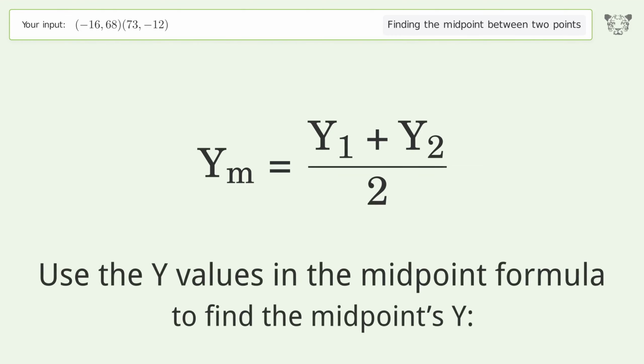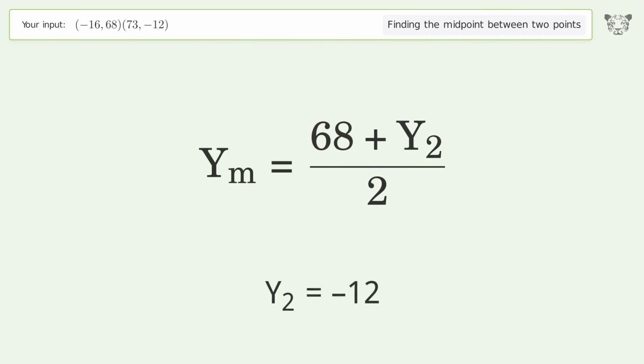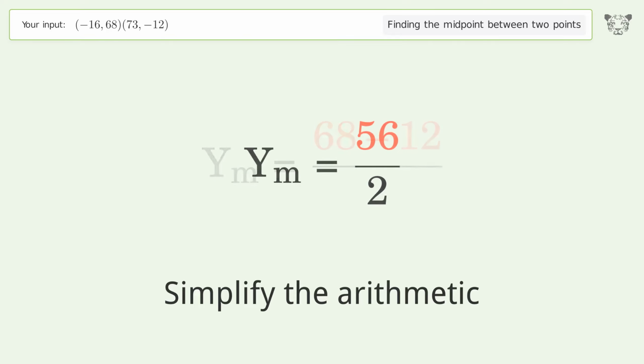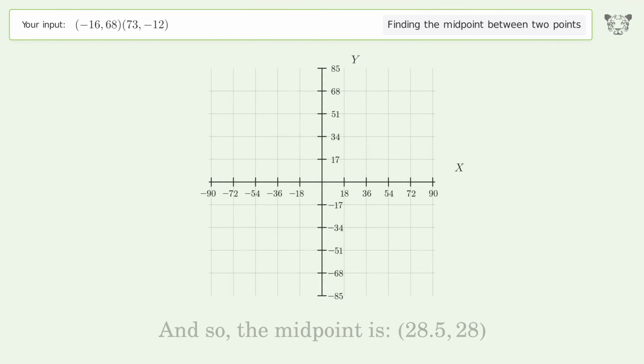Use the y values in the midpoint formula to find the midpoint's y. y1 equals 68. y2 equals -12. Simplify the arithmetic. And so, the midpoint is 28.5, 28.